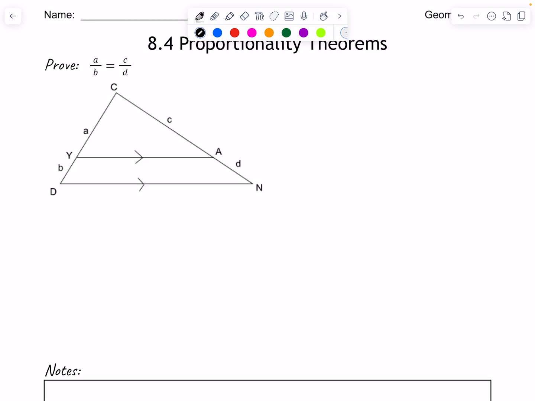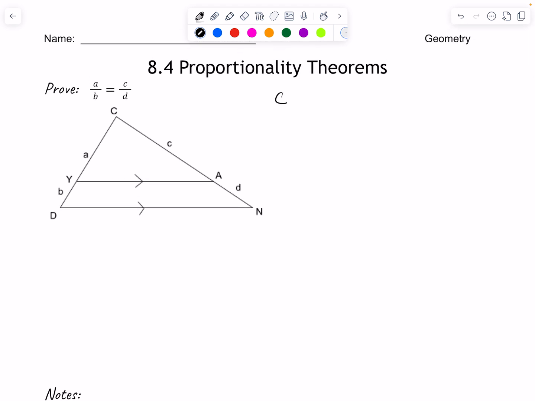Okay, so if I look at these triangles, CYA and triangle CDN, we're going to prove that those are similar right now. They share this angle. And the other angle I can say is that these two lines are parallel, so I can use that corresponding angles are congruent for angle Y and angle D. So those two triangles are similar.